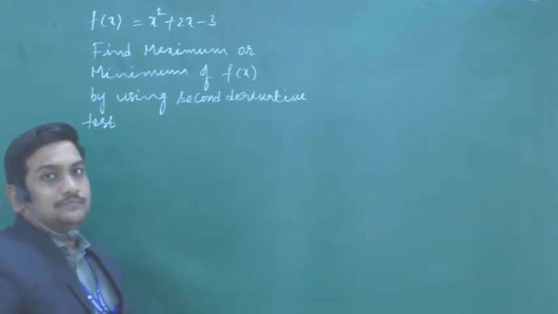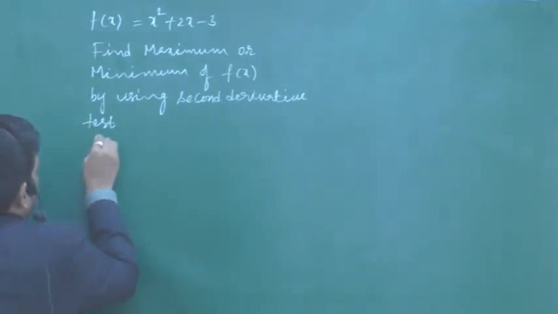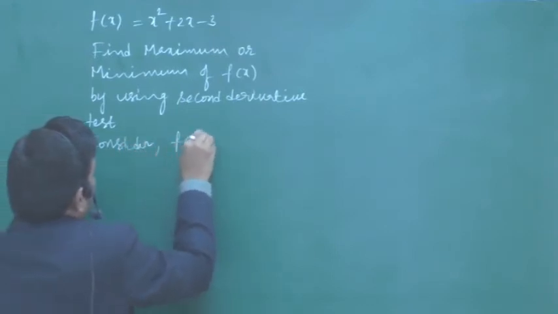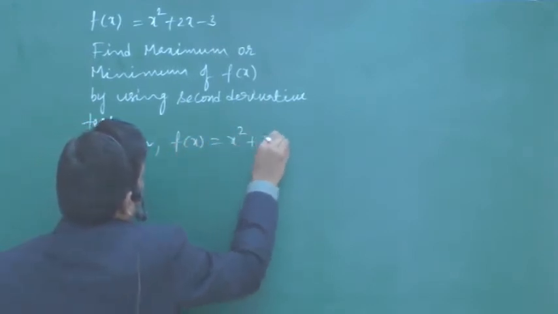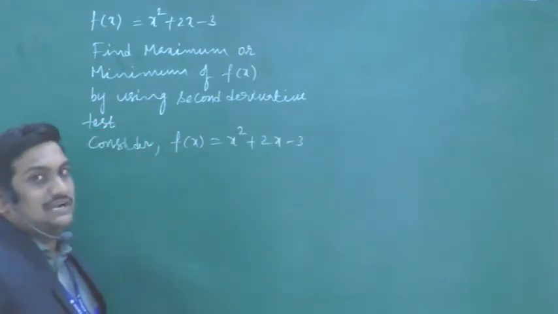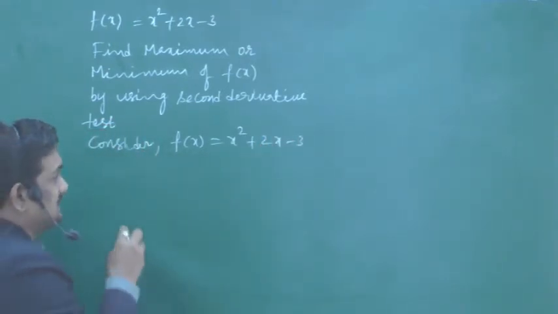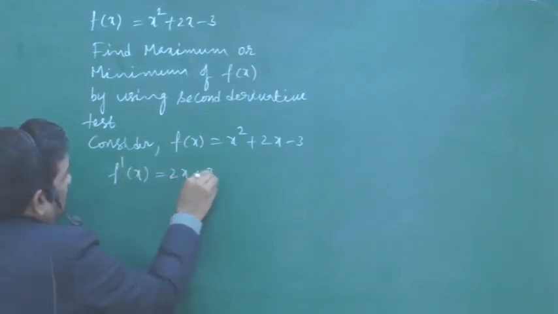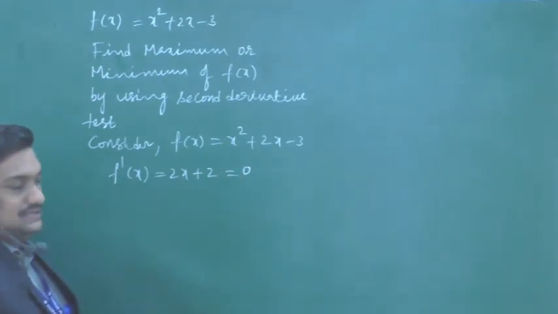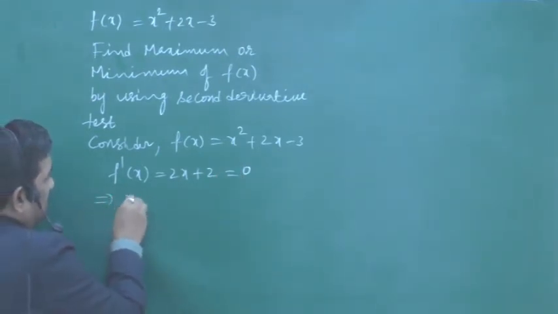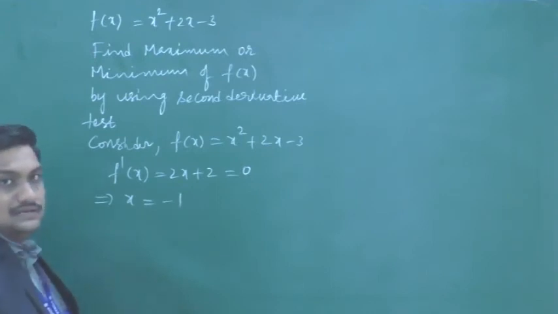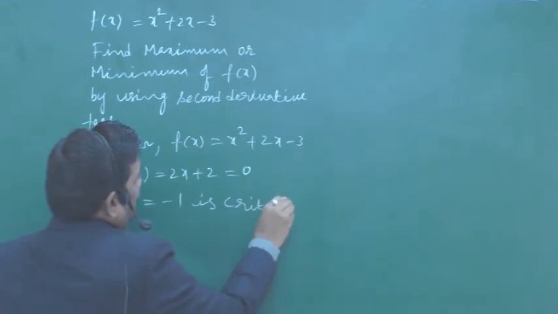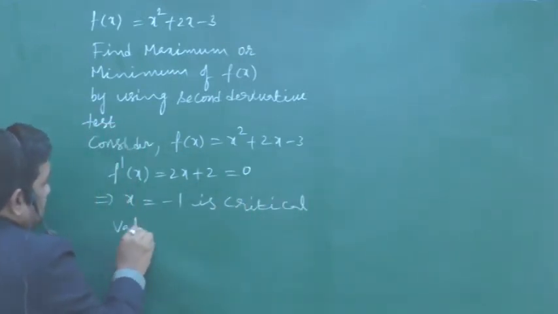Okay, now let us consider the given function f of x is equal to x square plus 2x minus 3. Differentiate this function with respect to x. Then it is equal to 2x plus 2, and equate it to 0. This implies x equals to minus 1. So minus 1 is the critical value of f of x.